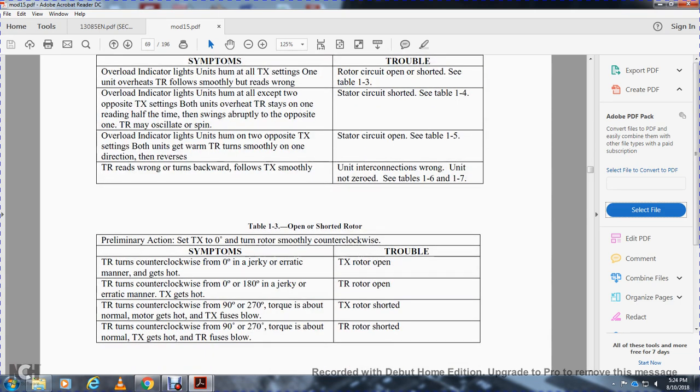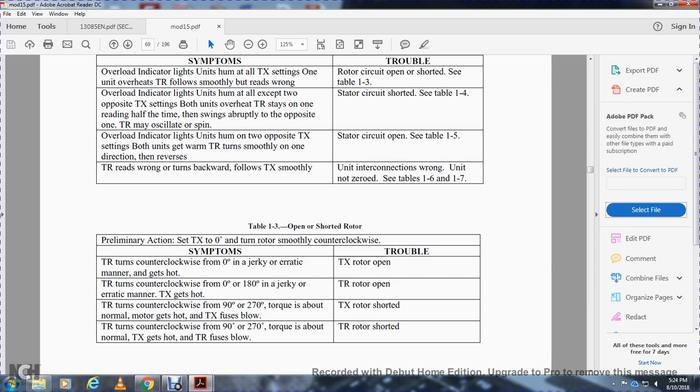Table 1-3. Open and shorted rotor. Preliminary action: set the torque transmitter to 0 degrees. Turn the torque rotor smoothly counterclockwise. If the torque receiver turns clockwise from 0 degrees in a jerky, erratic manner and gets hot, the torque transmitter's rotor is open. If the torque receiver turns counterclockwise 0 to 180 degrees and jerks in an erratic manner and the torque transmitter gets hot, the torque receiver rotor is open.